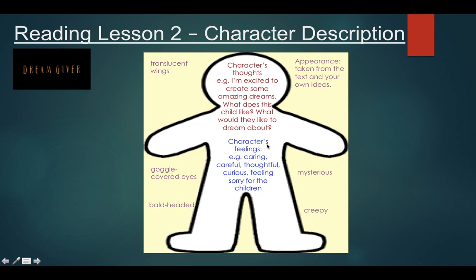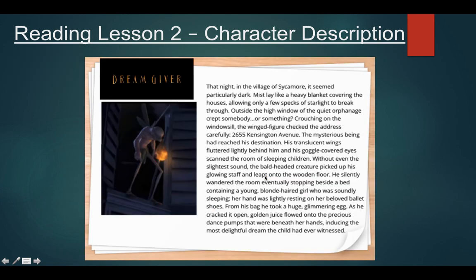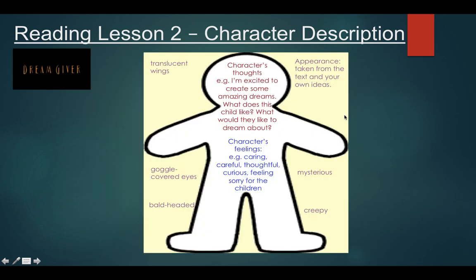On the outside, he does look a little bit peculiar, a little bit strange, but we realise in this first page, actually, this character is a good character. He's caring and careful not to disturb the children sleeping or to scare them. He's thoughtful, looking around them to see if there's any clues to what they might like to dream about. He's curious, and maybe he's feeling sorry for the children, because as it says here, he's arrived at a quiet orphanage, so perhaps he's wanting to give the children something, a good part of their day, so something to dream about that's really, really good if their day isn't as good.